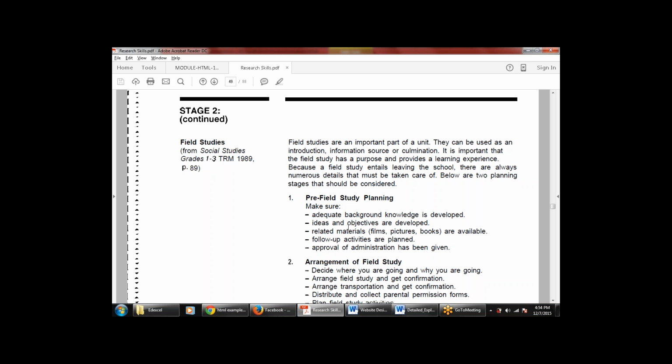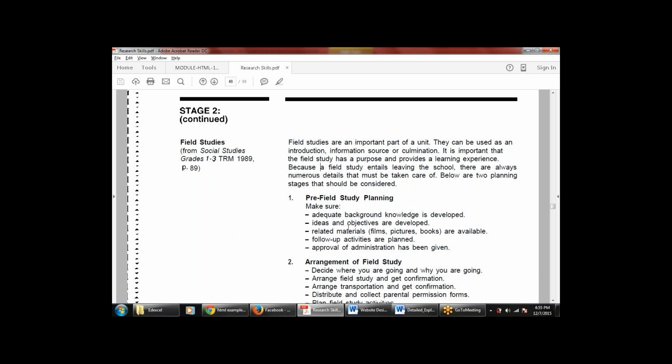Then related material is also available, that is, films, pictures, and books. Then the follow-up activities are planned. There should be a follow-up activity that is also carried out. That is also part of the pre-field study planning, and the follow-up activities are planned in the proper manner.